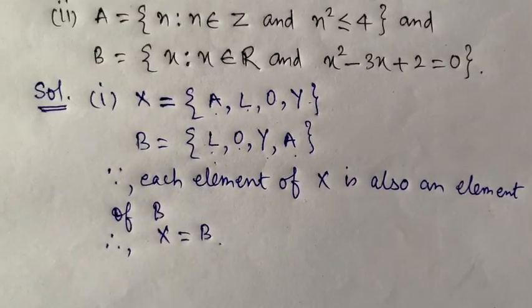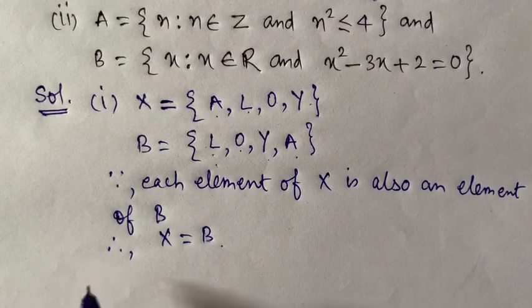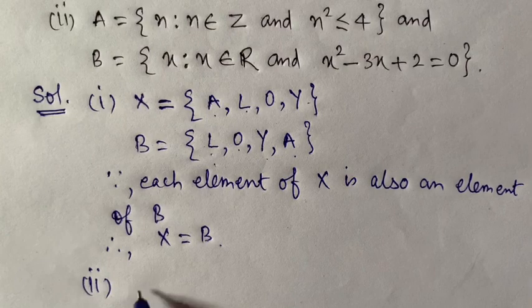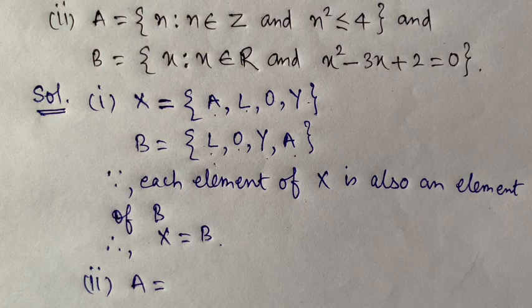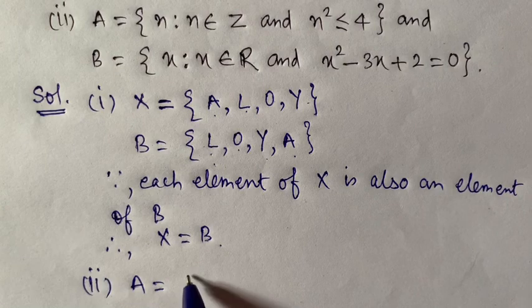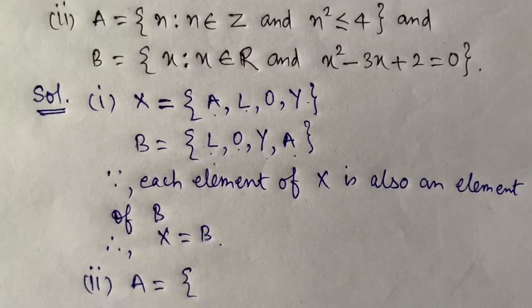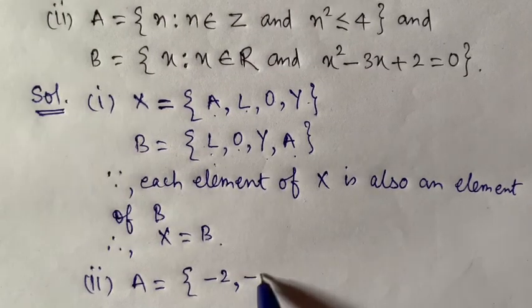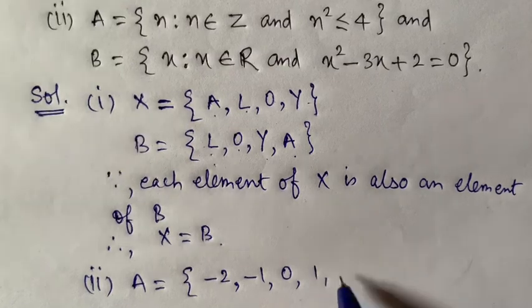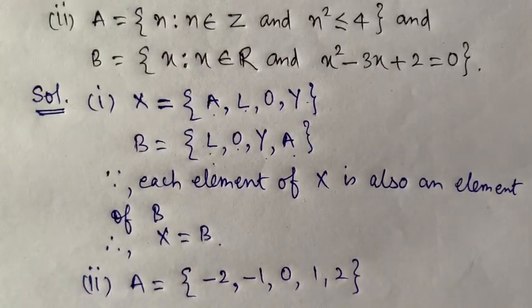Now we will look at the second part. Set A, we will try to write in roster form. We have n such that n belongs to integers and n square is less than or equal to 4. So we will have minus 2, minus 1, 0, 1 and 2. There will be 5 elements of set A which are represented by the given definition there.